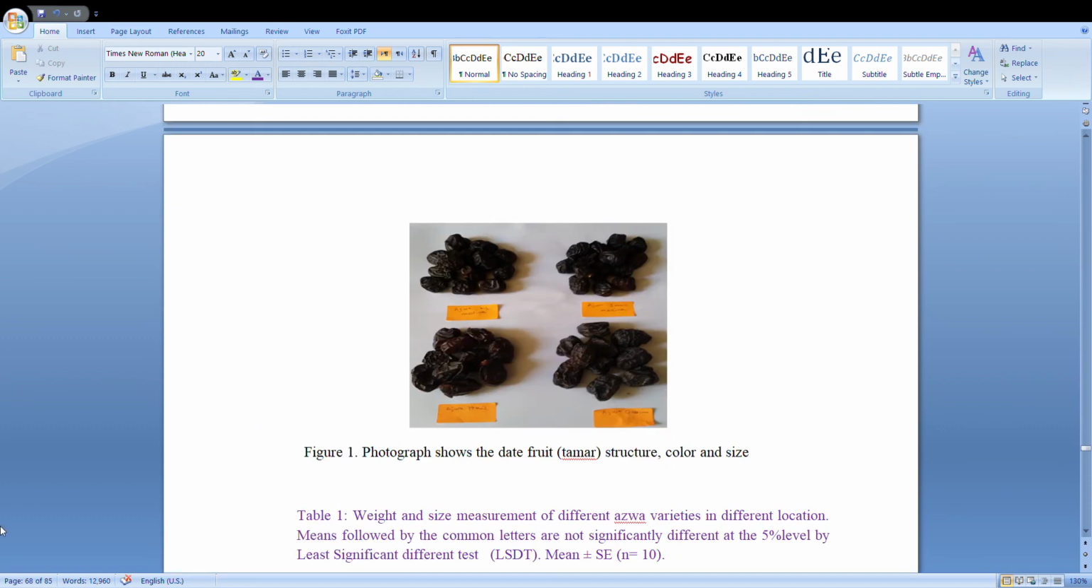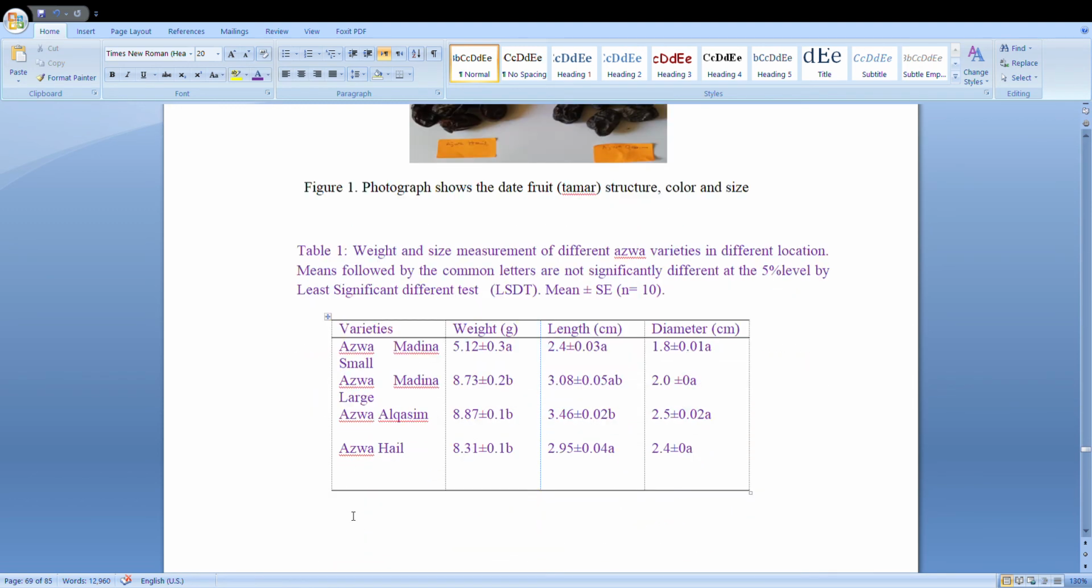These are the different types of Ajwa dates. We collected Ajwa Madina, Ajwa Hile and Ajwa Al Qasim. Different types of Ajwa Madina: large, small. And Ajwa Al Qasim, Ajwa Hile. Different types of weights, lengths, and diameters. Usually this is very small. The Al Qasim one is a little bit bigger in size than the others.